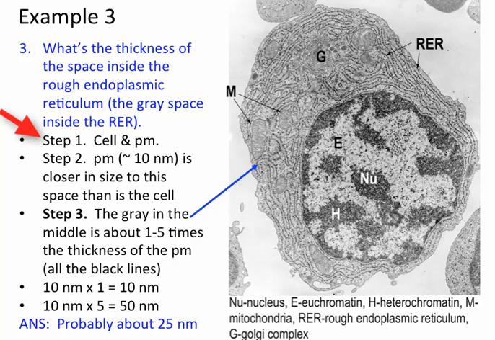Step 1, again, you have the cell and the plasma membrane. This time, the plasma membrane, thickness about 10 nanometers, is closer in size to the space than is the whole cell. The gray in the middle varies in different parts of the rough endoplasmic reticulum, but it looks like it's about 1 to 5 times the thickness of the plasma membrane, all the little black lines. So 10 nanometers times 1 would be 10 nanometers. 10 nanometers times 5 would be 50 nanometers. So the answer is probably somewhere around 25 nanometers, could be in some places as low as 10, and in other places as high as 50.